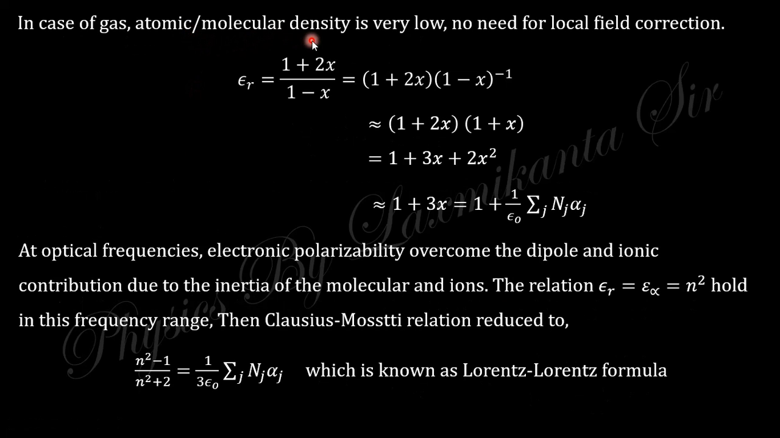In case of a gas, the atomic or molecular density is very low, so the local field correction will be neglected. So finally epsilon r will be this one in case of the gas. At optical frequency, electronic polarizability overcomes the dipole and ionic contribution due to the inertia of the molecules. In this relation, the relative permittivity is proportional to n square, so this relation will be like this, and this is known as the Lorentz formula. So I think you are clear about this relation and the corresponding ones.